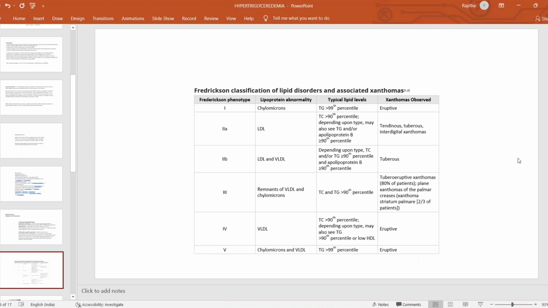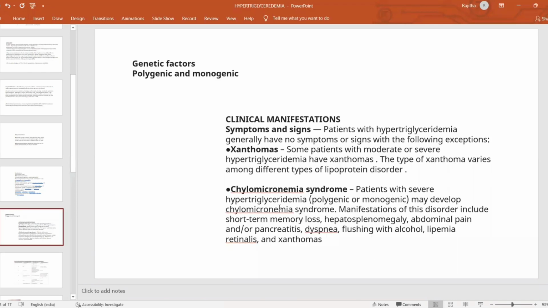Type 1, type 4, and type 5 are all associated with eruptive xanthomas. In type 2A and type 2B, you have tuberous xanthomas, which are more common. And in type 3, you have tuberoeruptive and plane xanthomas of the palmar creases. So these are the most commonly associated xanthomas in each of these 5 types of disorders.